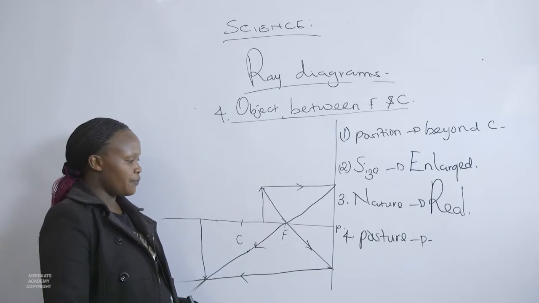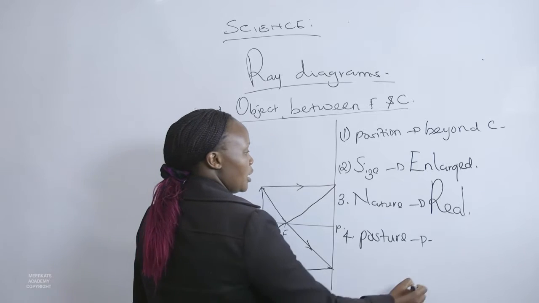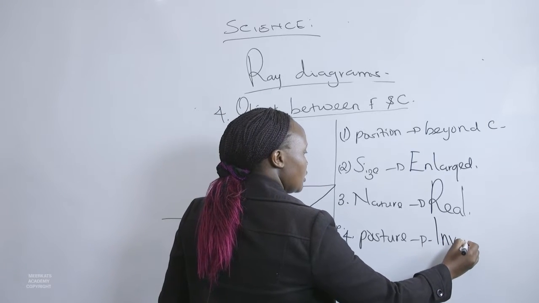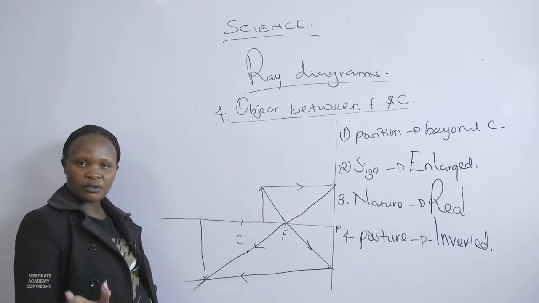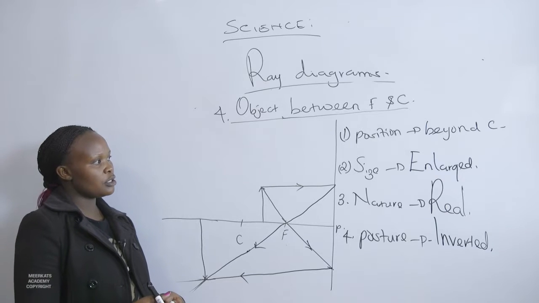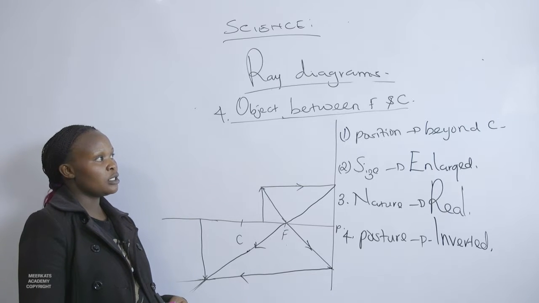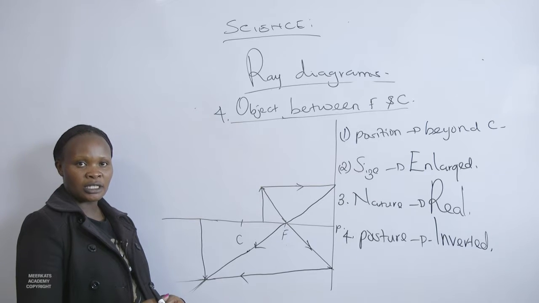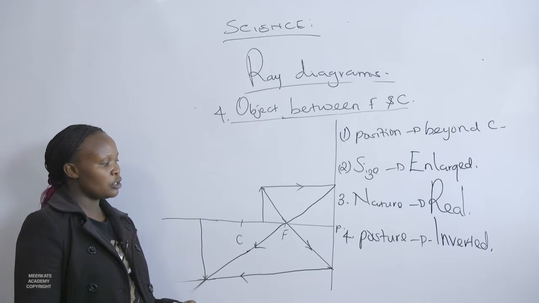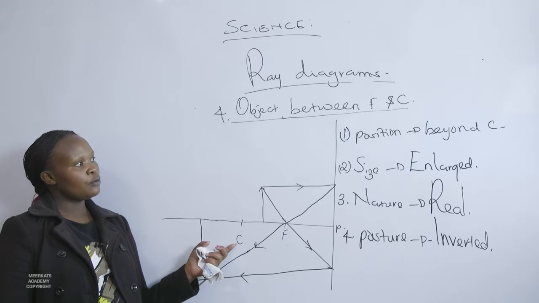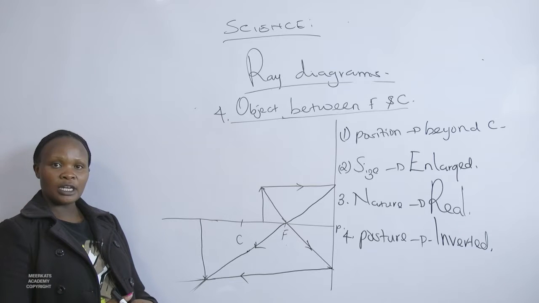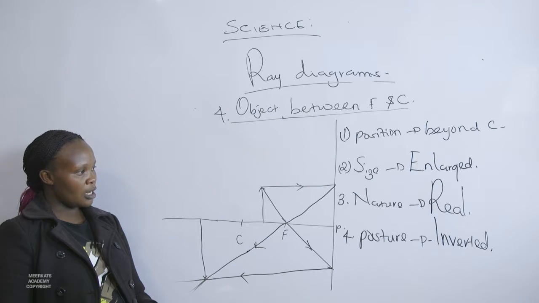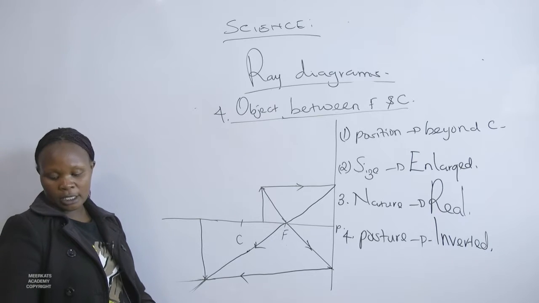That is the posture, and the posture is actually an inverted image. Therefore, those four are the aspects that we can use to describe our image characteristics. For the position, it's beyond C. For the size, we can see that it's bigger than the object. For the nature, it's actually real. And for the posture, it's actually inverted.